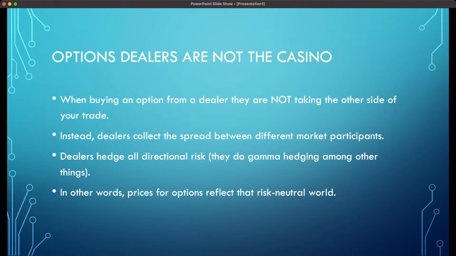In the first place, there is this misconception about options. The whole casino metaphor is very common. It's used amply in the whole world of trading, but in reality, option dealers are not really a casino. When you are trading options with dealers, they don't really take the other side of your trade. If you buy a call option for Tesla, you are betting that Tesla will go up in price, and the dealer sells the option to you, it doesn't mean that the dealer thinks that Tesla is going down.